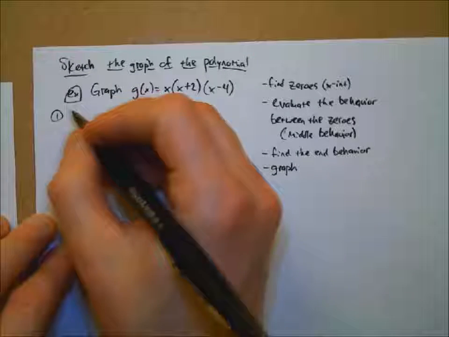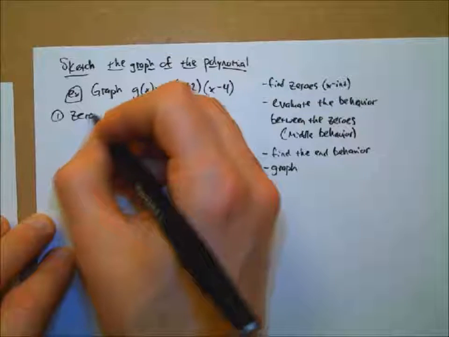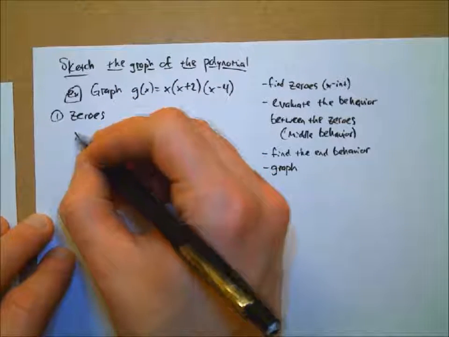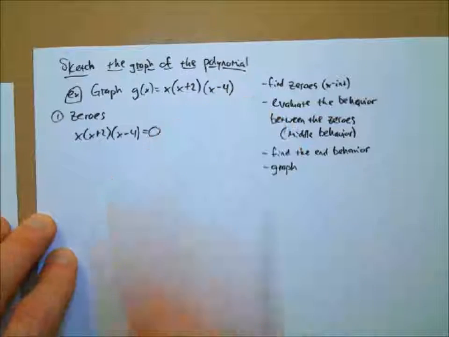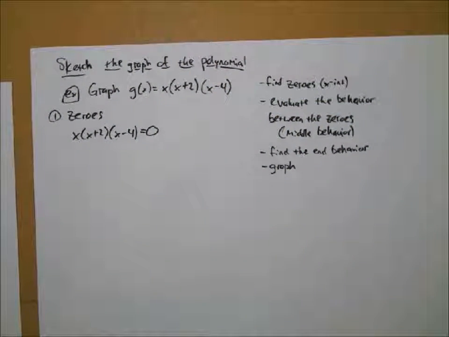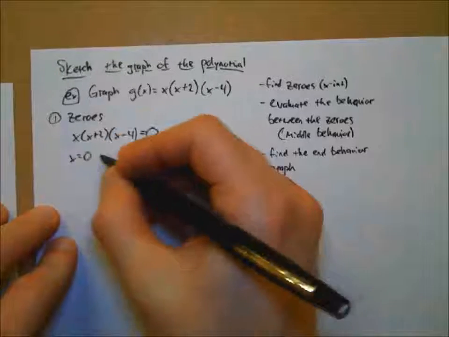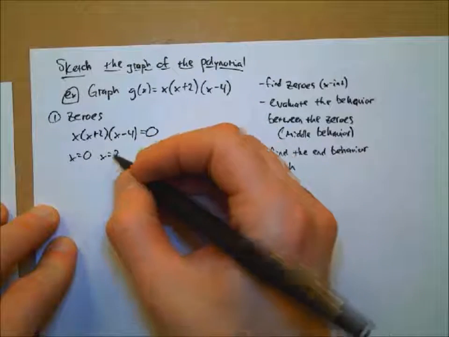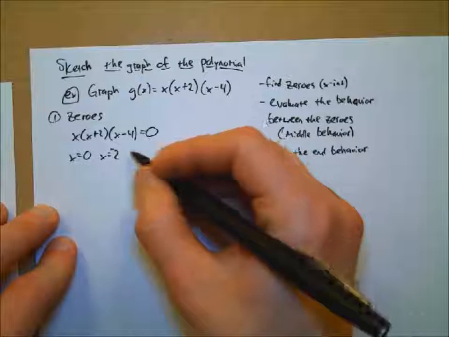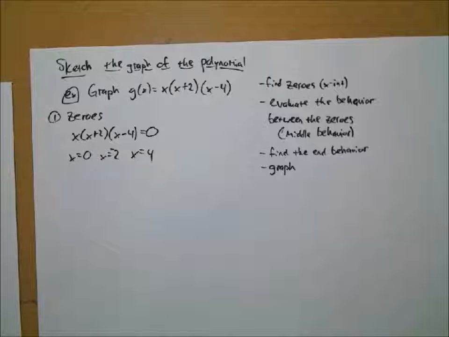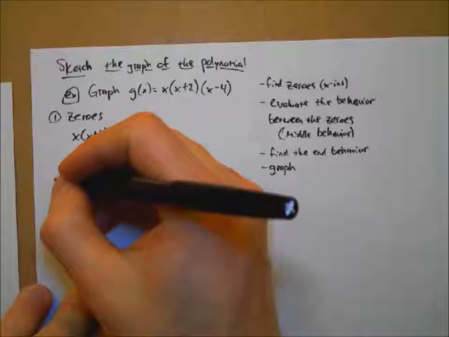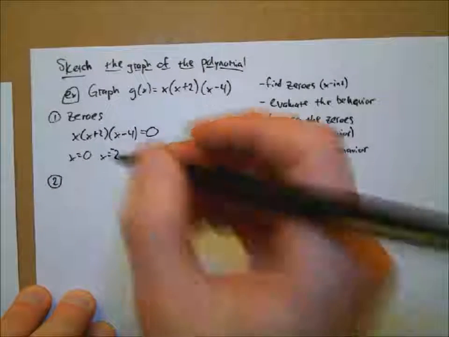So first, the zeros. Well, what are our zeros for this polynomial? 0, 2, whoop, -2, thank you, yes, -2, and 4. You just take each one of those factors and set it equal to 0. Okay, so that's easy enough. We've been doing that, no problem.